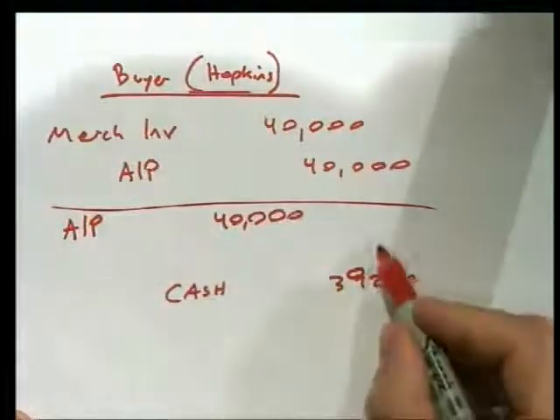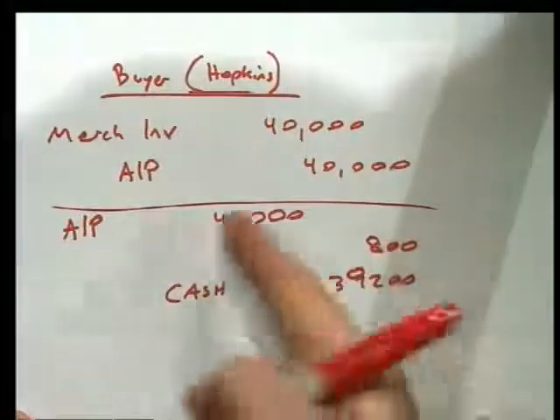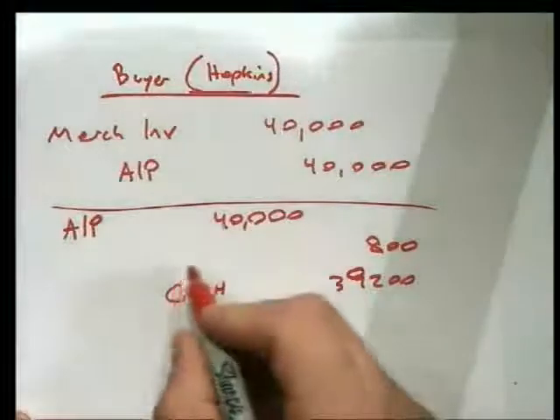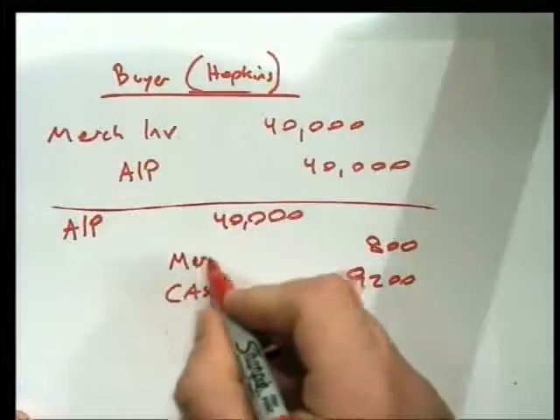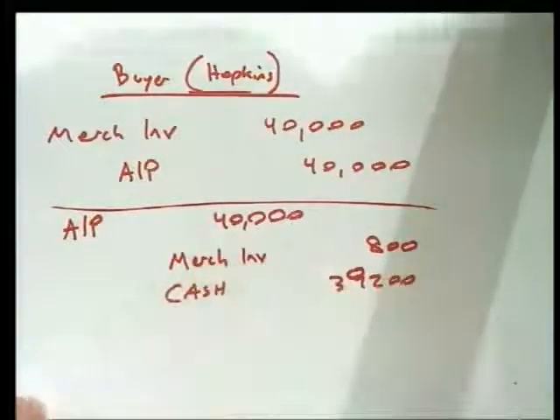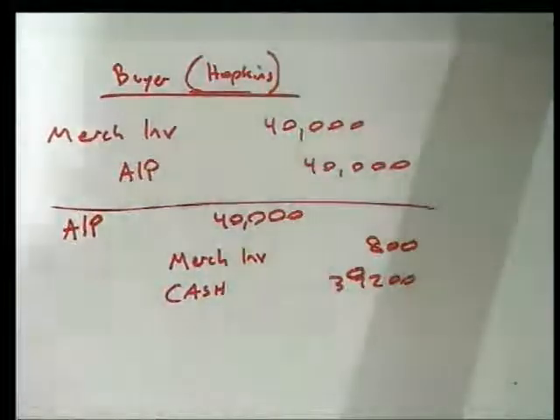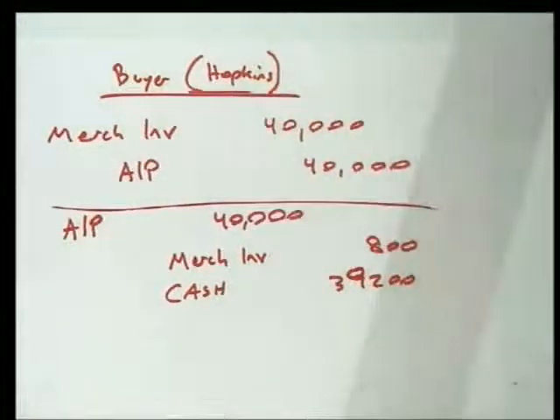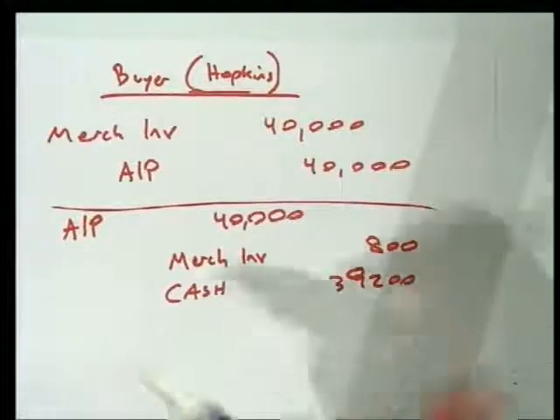Where does that extra $800 on the credit side, since the journal entry has to balance, where does that go to? It goes to merchandise inventory. Don't think sales allowance or sales discount because we're on the purchase side, right? We're on the purchase side. Make sense? Okay, so those are the journal entries for the buyer or the purchase side, okay?